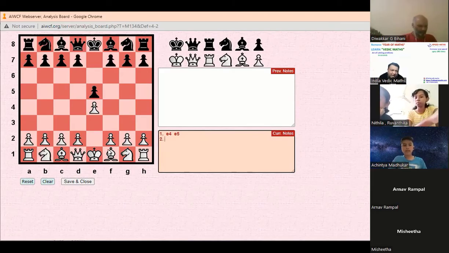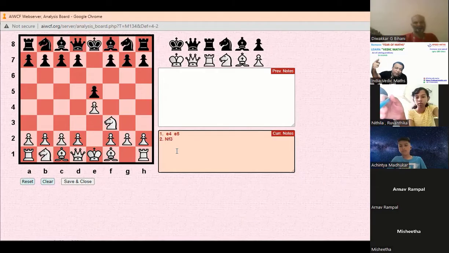E4, E5. Clear? Now, second move. Suppose I start with the knight. The moment I use the knight, guys, knight is N. Where did my knight come? F3. The first one E4, E5. Then I moved my knight as N F3. So we will say Knight F3.